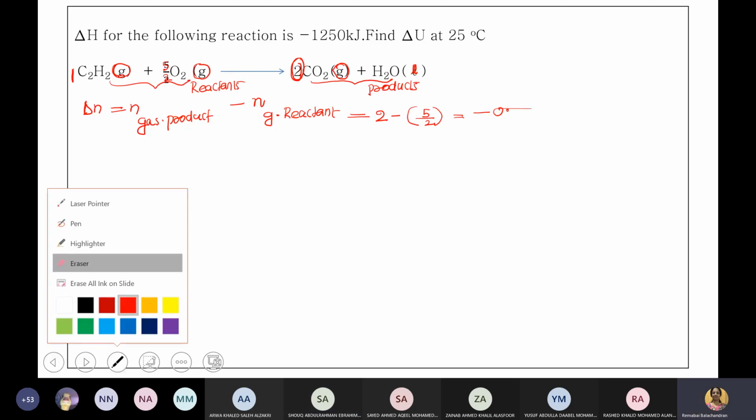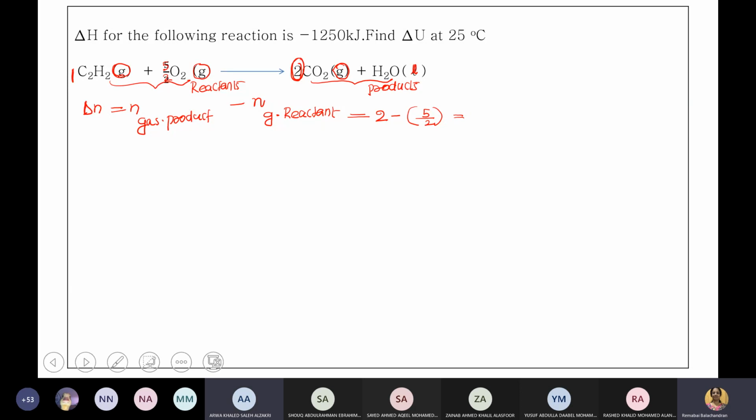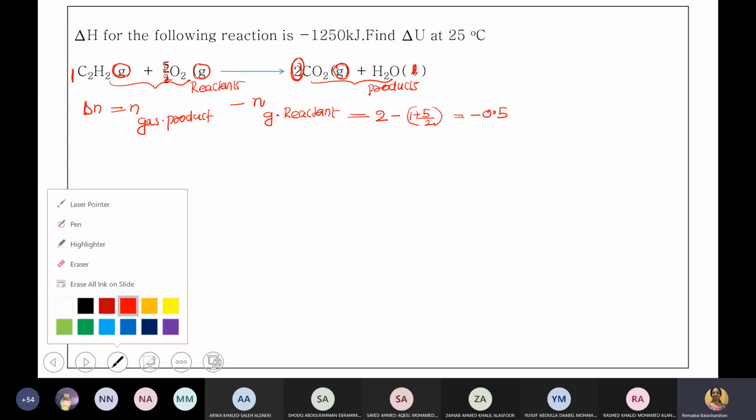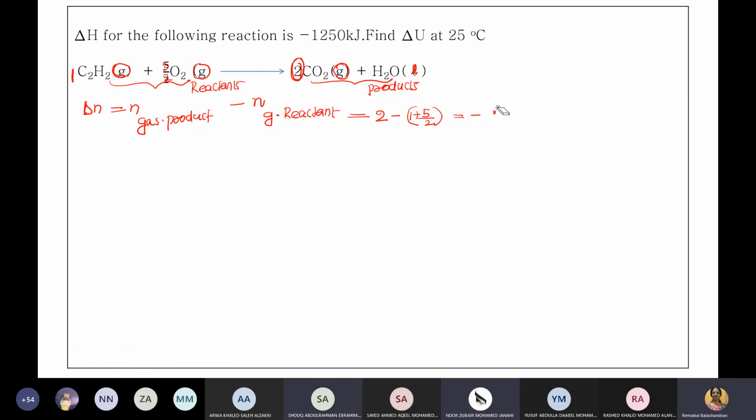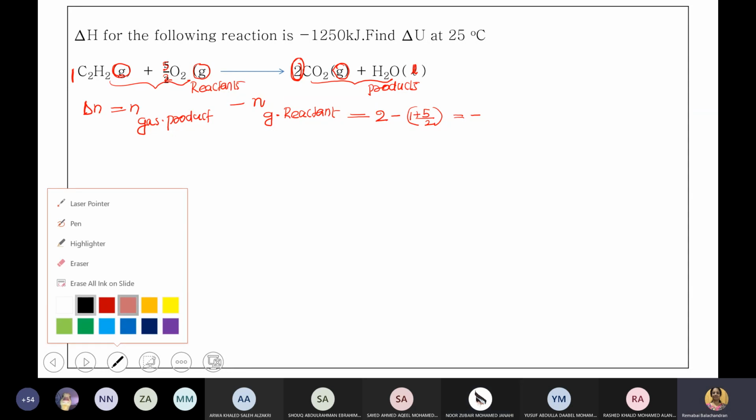Yes, doctor. Must add 1, or 5/2 plus 1, because the oxygen is also a gas. Sorry, I was sleeping, right? Okay, so what will be the answer? Minus 1.5, right? Correct now? Yes, it's minus 1.5.